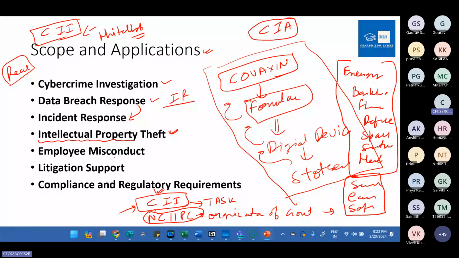Okay, so now employee misconduct is important. Am I audible properly? Yes, sir. Okay, so if you want to find out any employee misconduct, definitely you can go for digital forensics, litigation support, compliance and regulatory requirement. This is the most important part, so take care of it very well.